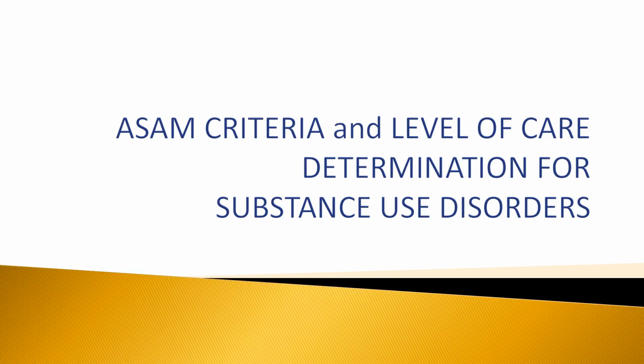Okay, now let's talk a little bit about the ASAM criteria and level of care. ASAM stands for American Society of Addiction Medicine, and the levels of care generally, level 1 and level 2 is outpatient treatment. Level 3 is residential treatment, and level 4 is medical or hospital. So the higher the level of care, the more intensive or restrictive that level of care is. The top level is level 4.